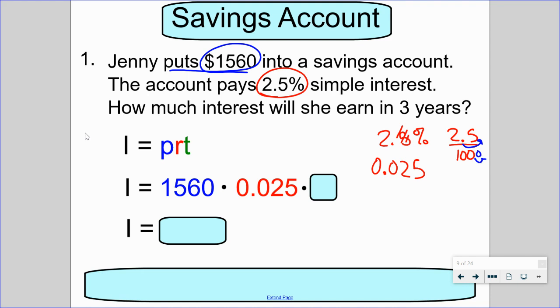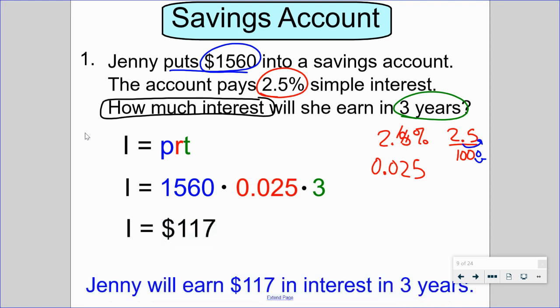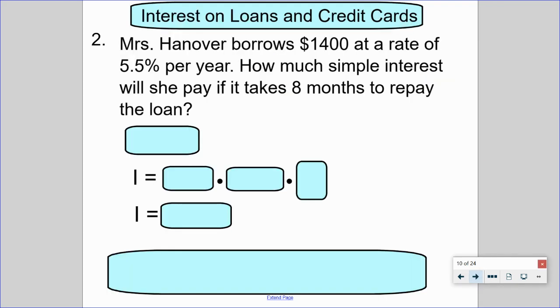All right, onward we go. 3 years is the time. And of course, the question, how much interest? Multiply 1,560 times 25 thousandths times 3, and you'll get exactly 117. It's not always going to be an exact whole number, but in this case it is. So after 3 years, Jenny will earn $117 simple interest from this account. Pause if you need to rewind.